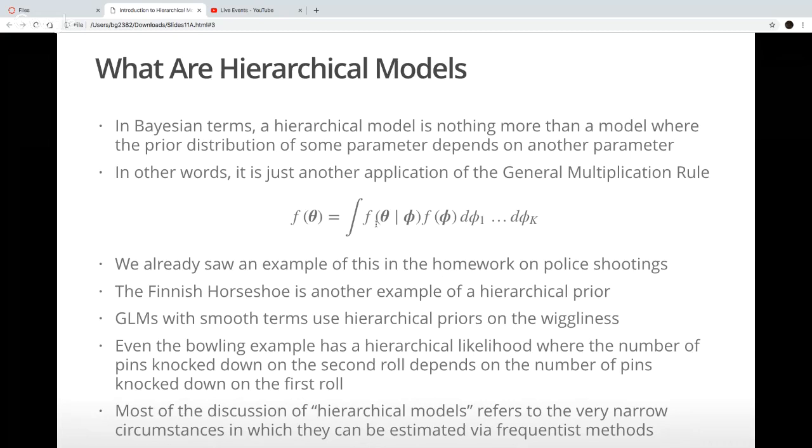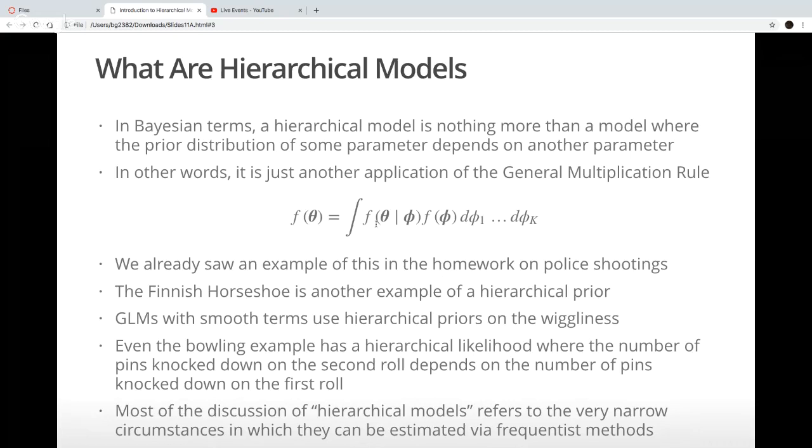Now, it was in the homework from last week on police shootings. Yeah, in the appendix of the paper, they did say, okay, this is a hierarchical model or whatever, but it was no big deal. We just had these bivariate normal priors on the county level intercepts that go into the multinomial likelihood. So that was one example of hierarchical structures.